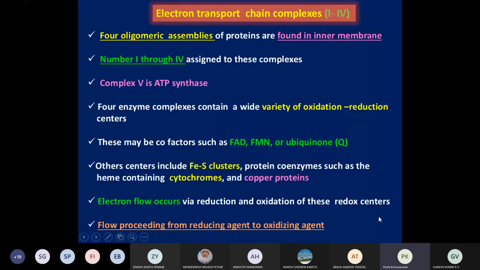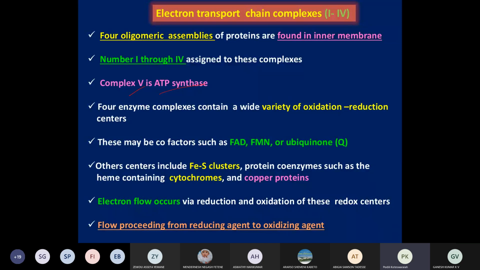Now coming to all the complexes that are present in the mitochondria in the electron transport chain. As I already said, there are many complexes involved in the electron transport chain process. These complexes are mainly the four: complex 1, complex 2, 3, and 4. In addition to this, ATP synthase is also known as complex 5.